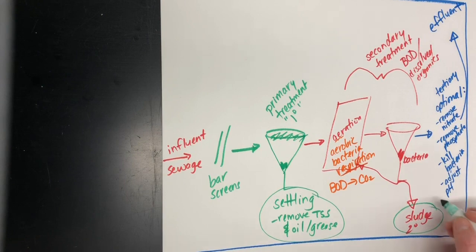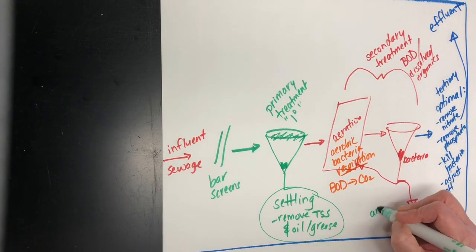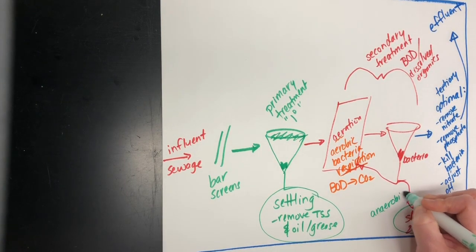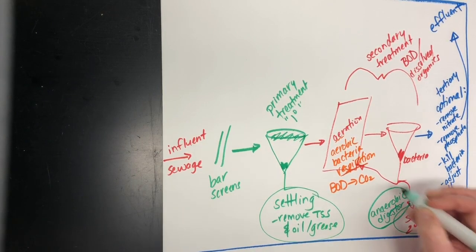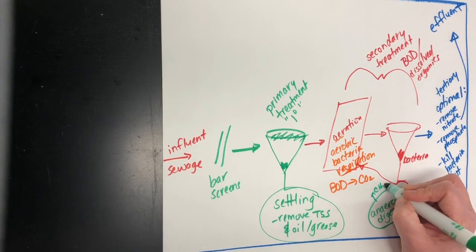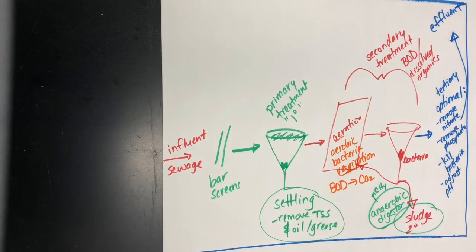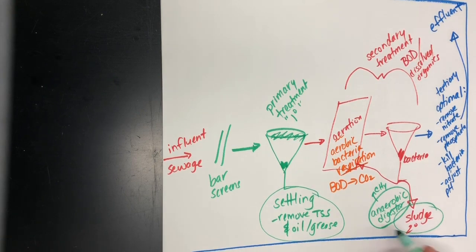So they actually take it to an anaerobic digester. Remember, anaerobic means without oxygen, and this produces some methane. So they sometimes even use that methane to power the plant, because methane, as you know, is just natural gas. And then the stuff that comes out of the anaerobic digester is a really good compost or fertilizer, and they'll apply it to farmland as a fertilizer. So that is what can happen with the sludge from secondary treatment.